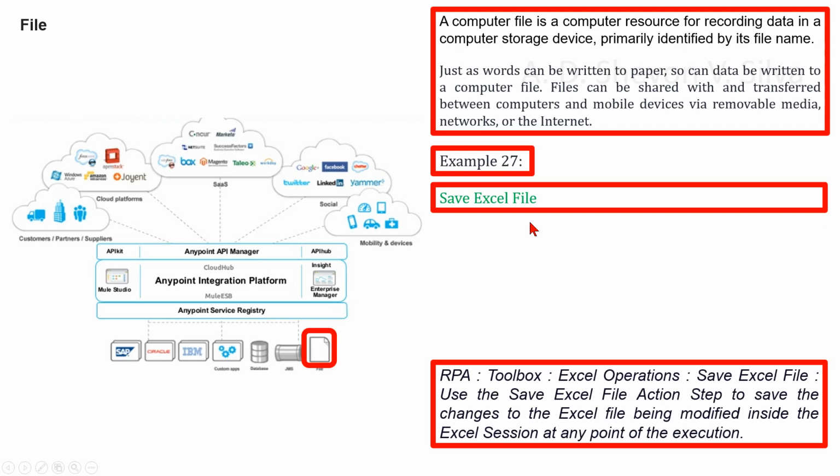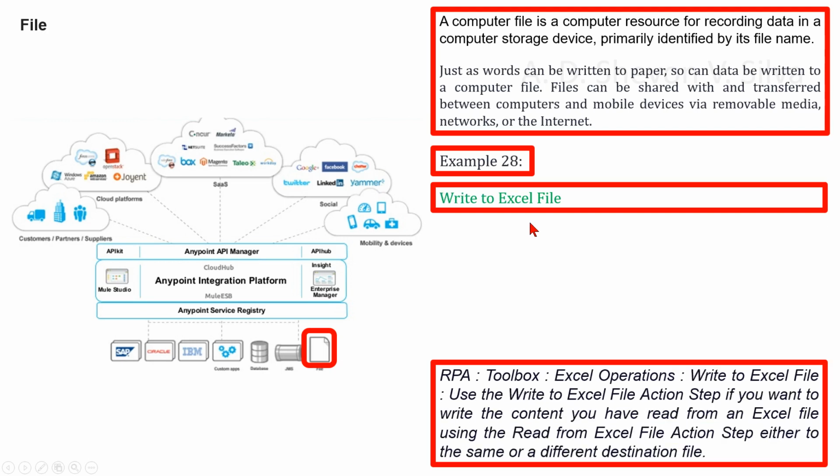The Excel session automatically saves the file at the end of the execution. The Save Excel file action step works only inside an Excel session. Specify the file to modify in the Excel session. Save Excel file cannot save the file if the Excel session opens the file in read-only mode.